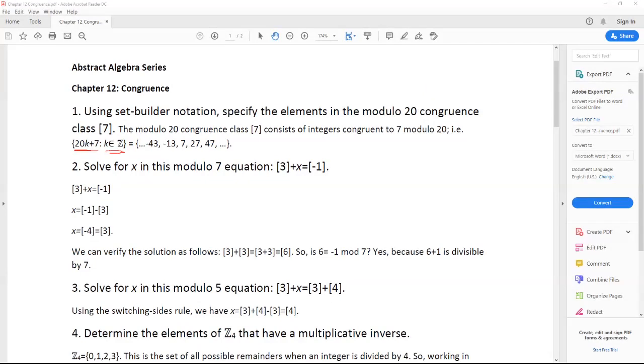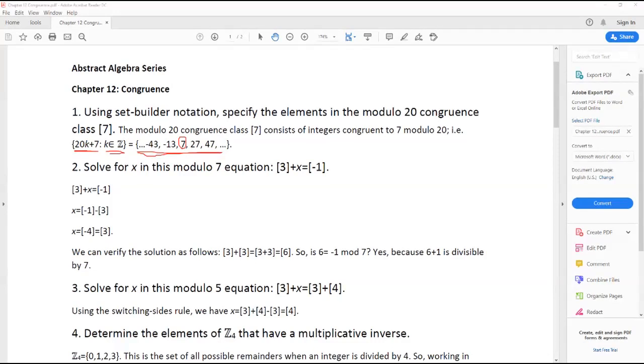And if you want to be more specific, you could multiply k by 0. That would give you 7. And once you establish that integer, then you can just add and subtract 7 to keep building the set.